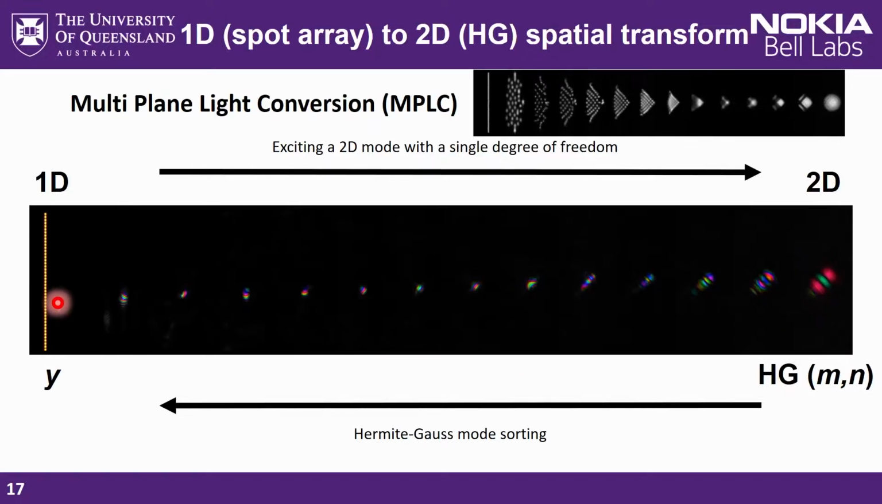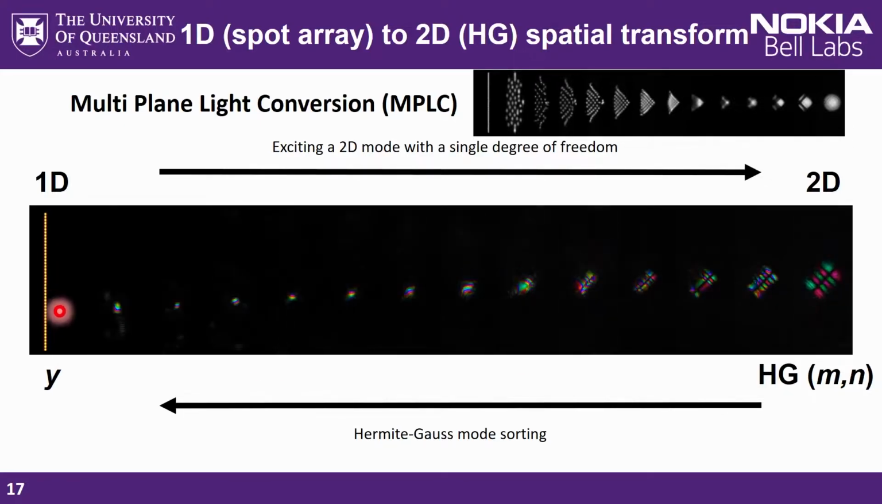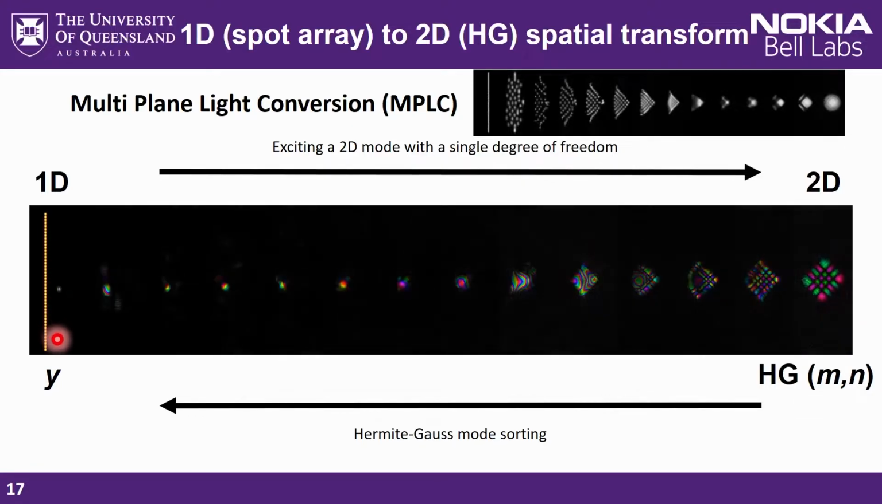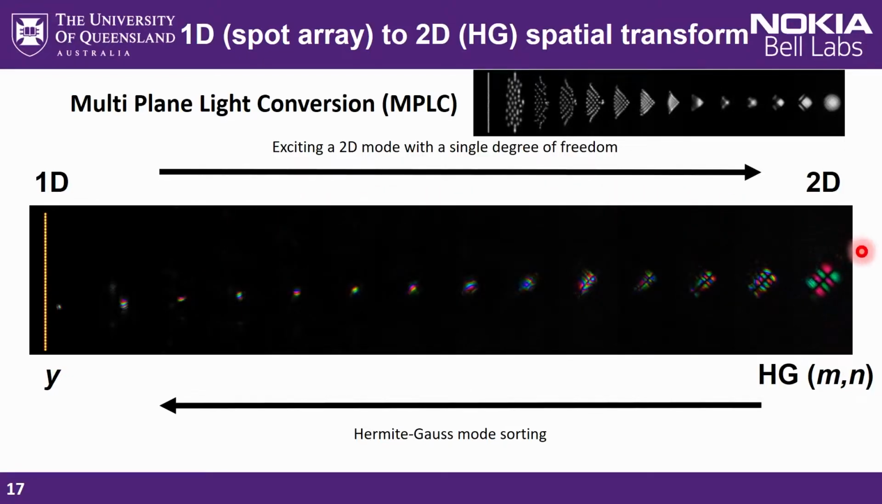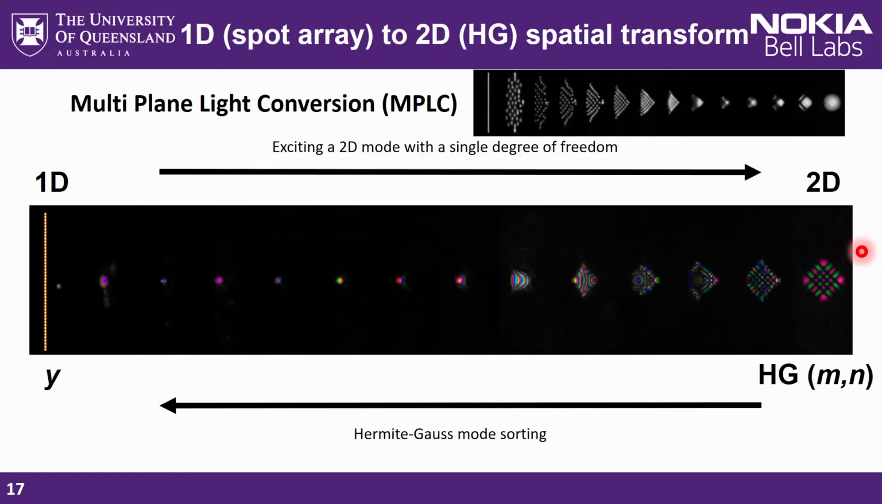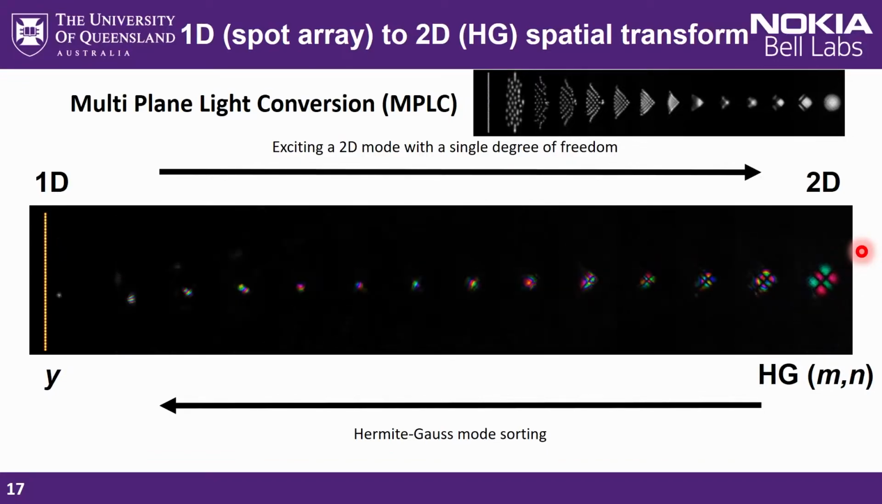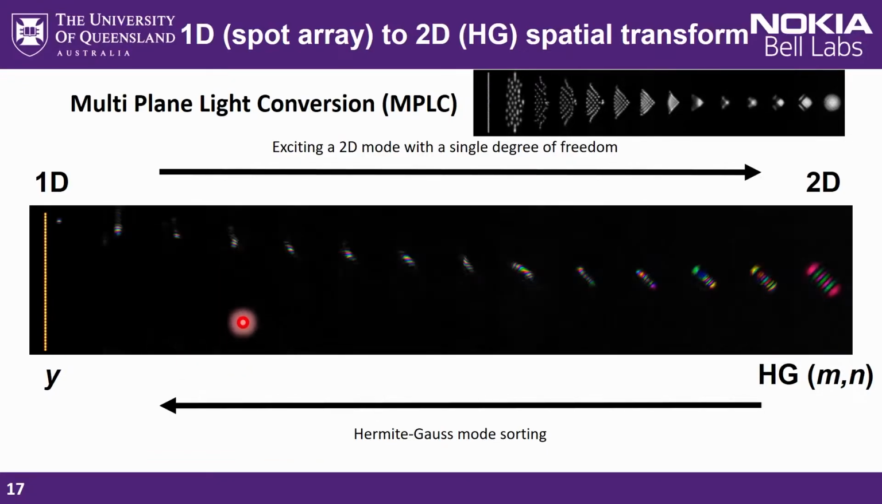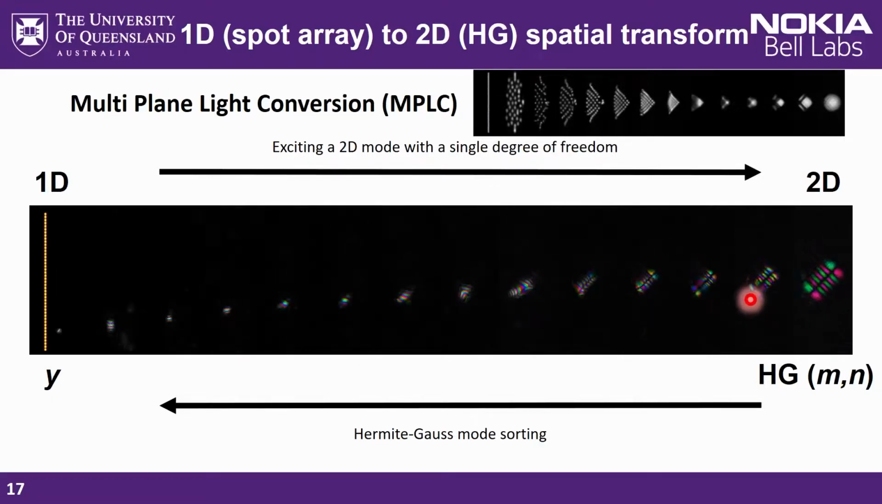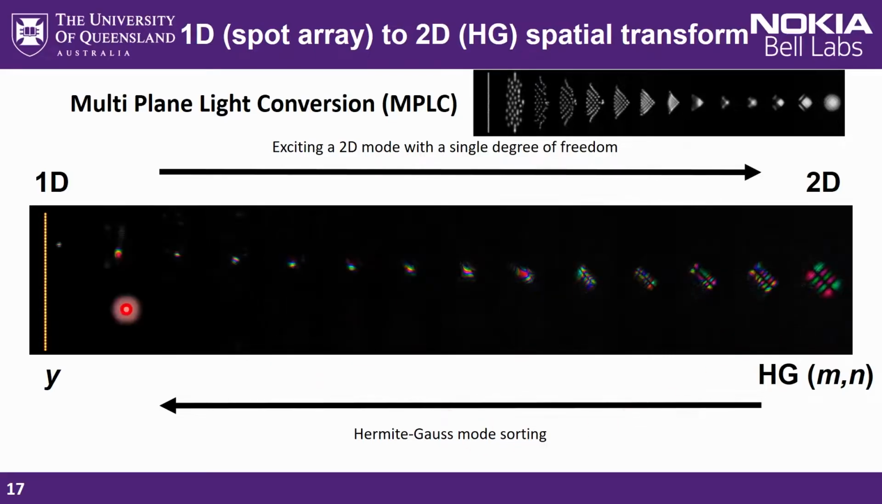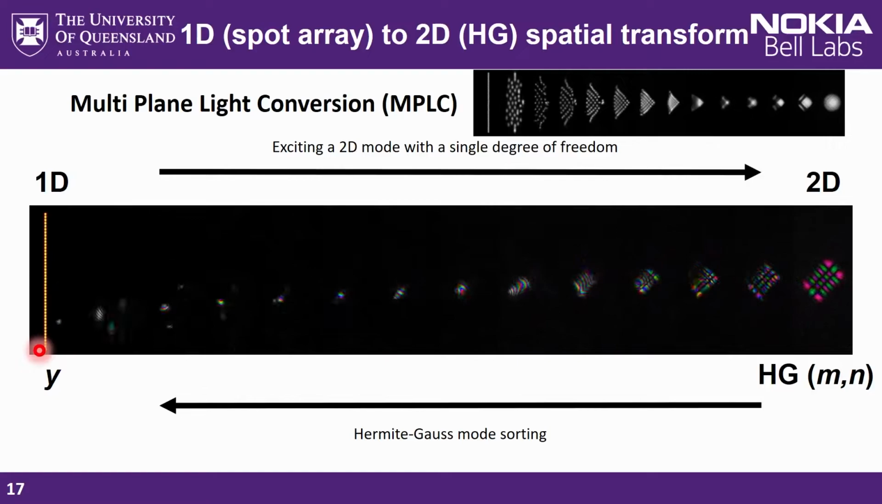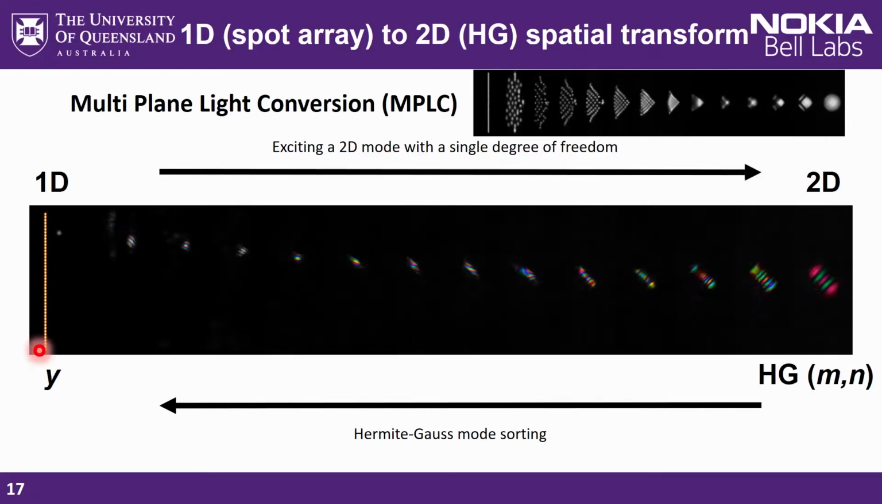On the left side of the figure here, we can see the input field, which is a 1D linear array of spots. If we look at the animation from left to right, we can see that each spot gets individually transformed onto a chosen Hermite-Gaussian mode after propagation towards 14 phase masks previously calculated. In this way, we can excite a two-dimension mode using a single dimension, by launching the specific 1D spot. So this will be our game changer here.